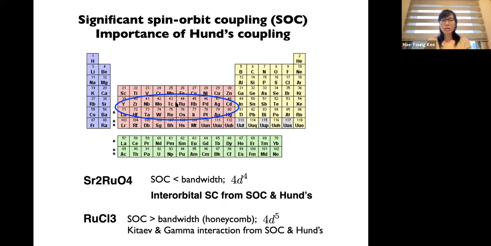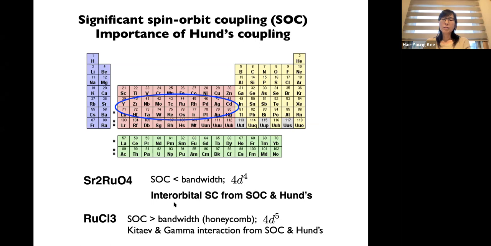So recently, I was interested in the ruthenium here, atomic number 44, and two of the compounds that I work on rather intensely are the layered ruthenate Sr2RuO4 with single layers, and another one is ruthenium trichloride. This is another very interesting object. They are very different though, because strontium ruthenium-O4 has 4d4 occupation, telling us that t2g4 is going to be, in this case, a metal, and the bandwidth is much bigger than the spin-orbit coupling, which is about 100 meV in this case.